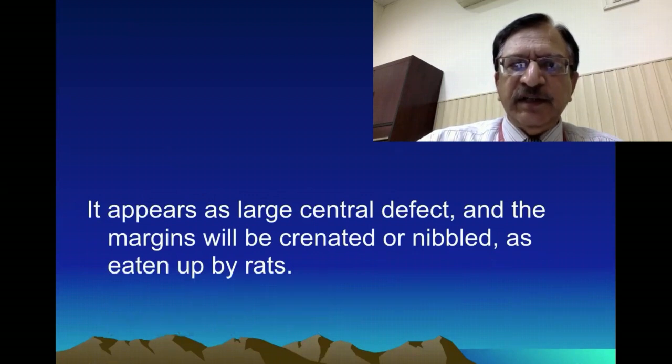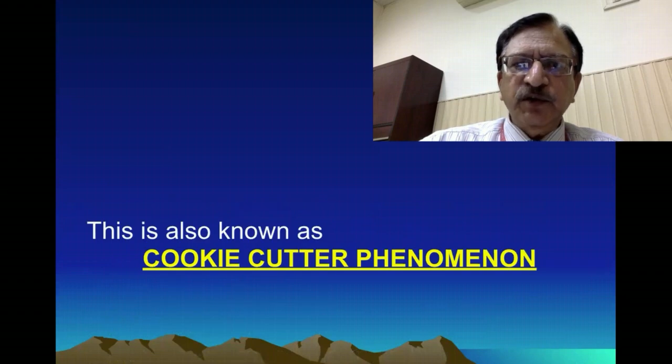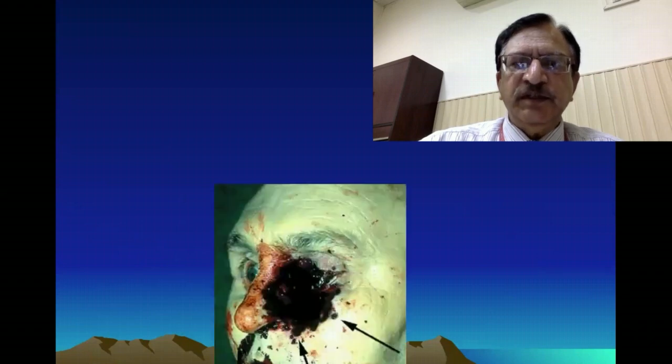It appears as a large central defect, and the margins are crenated or nibbled, as if eaten up by rats. A few independent perforations by the dispersed pellets may be seen around the main hole. This is also known as the cookie cutter phenomenon, as certain cookies are crenated at the margins. So the cookie cutter phenomenon is also called the rat hole phenomenon. This is how it appears.